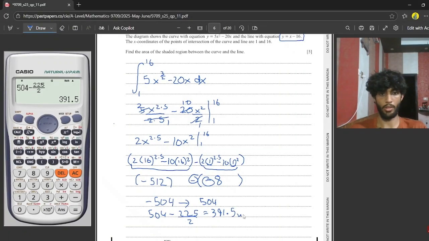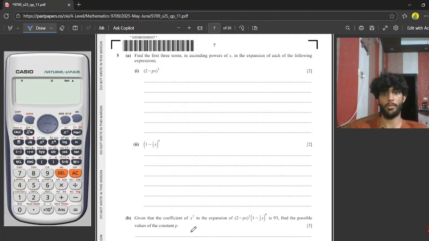391.5 units squared. Now we're on question 5, and we need to find the first 3 terms in ascending powers of x in the expansion of each of the following expressions. So if we need to expand these, we need to use binomial theorem. And what we are going to do is expand this one to the first 3 terms, and then this one to the first 3 terms.